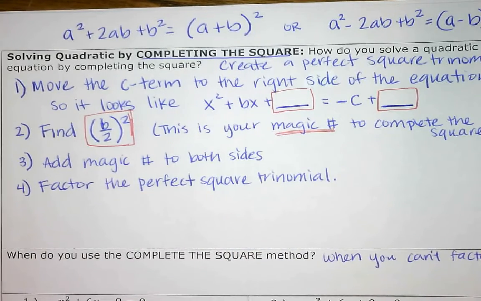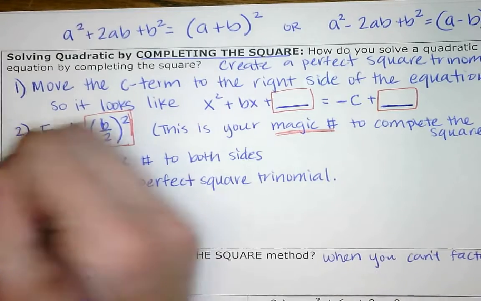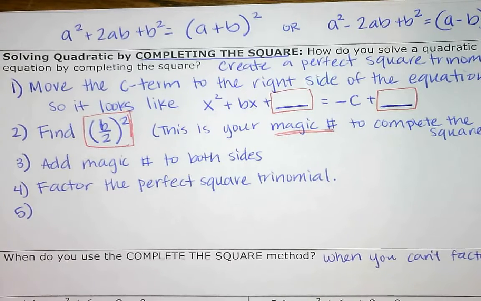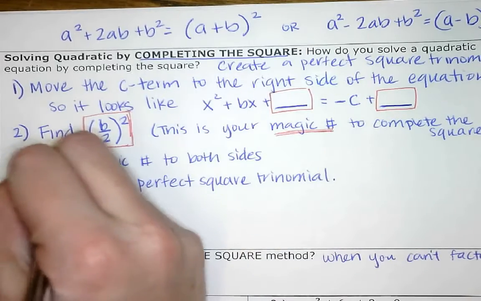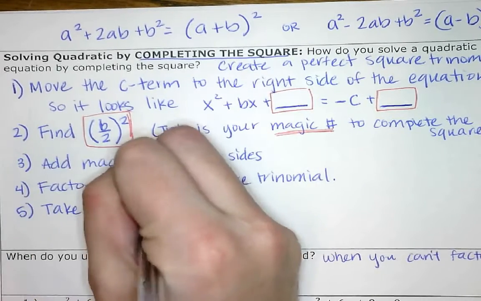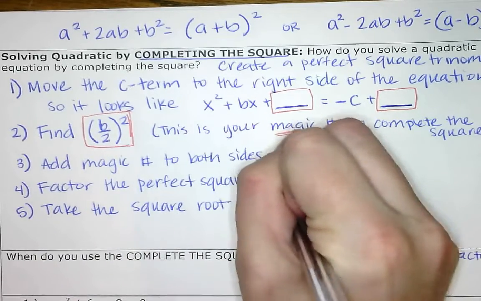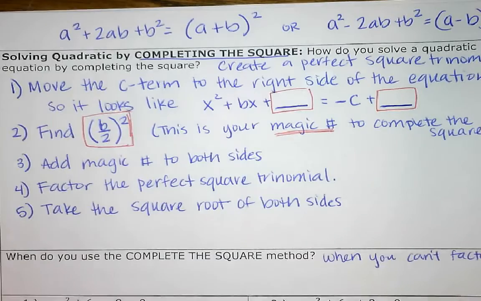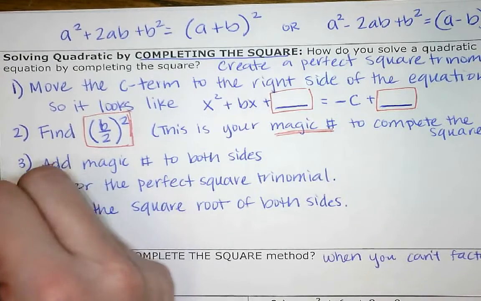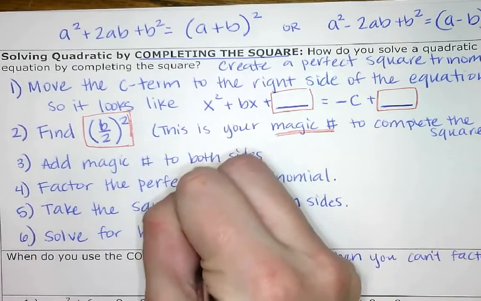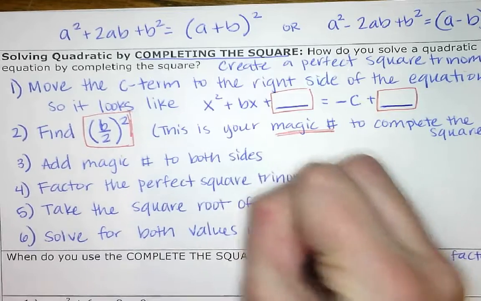And then our step 5 is that we solve it just like we did. Now that we've created a perfect square trinomial, we're going to solve it just like we did on the page before. All right? So we are going to take the square root of both sides. And remember, whenever you take a square root of a positive number, you're going to get 2 possible answer choices. And so you're going to solve for both values of x. Are you guys good with that?